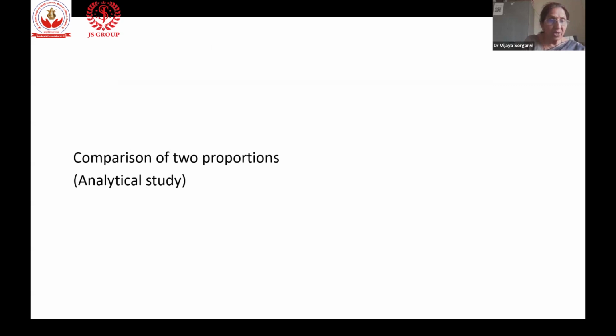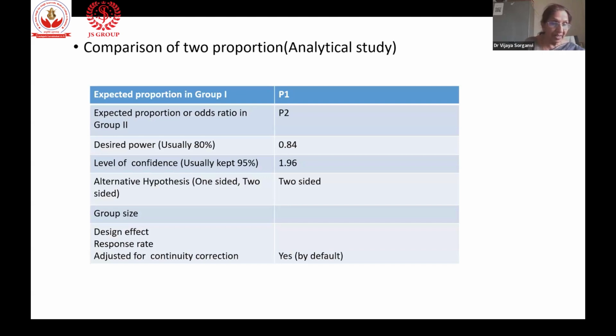Okay. Now coming to comparison of two proportions. For two groups, in an observational analytical study, how do we calculate the sample size? So here we select a previous article which is having two proportions. Comparative studies only, similar articles we have to take, no? So from that, we will take P1 and P2. P1 is the proportion of the first group, say control group. P2 is of the cases group, okay?